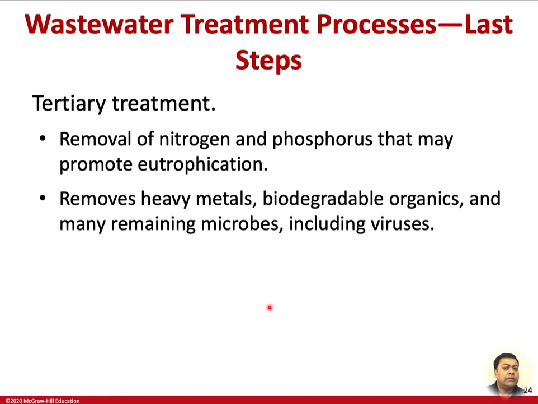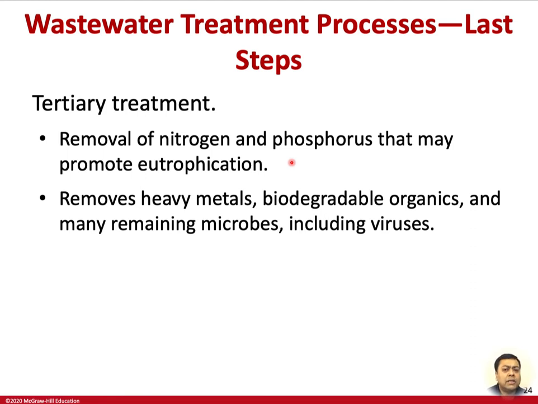So the tertiary treatment is the removal of the nitrogen and the phosphorus that may promote eutrophication. Eutrophication is basically when a large amount of nitrogen or phosphorus is released into the water bodies, you can see that these water bodies will promote algal growth due to this high amount of nutrition, which is detrimental for nature.